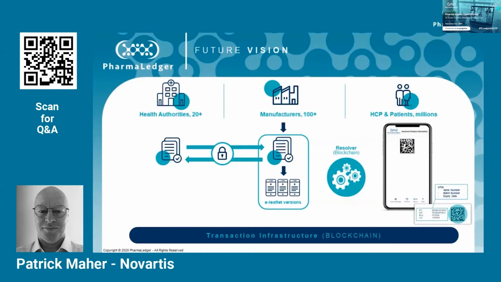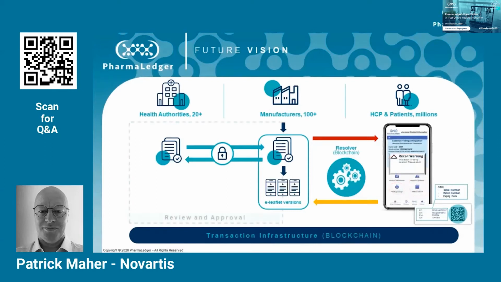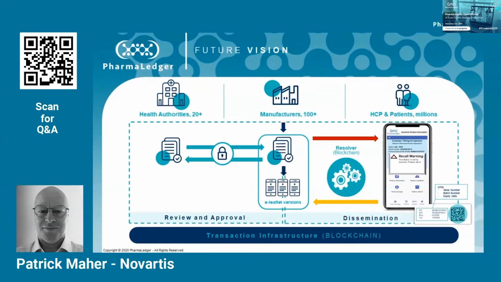Now, imagine the scenario where this batch was subject to a recall. So the patient scans the data matrix code, it resolves back, and we get returned a message to say that this batch is subject to a recall, or it could be that it might warn from an anti-counterfeit perspective that this serial number is unknown to the manufacturer, etc. Okay. So we're addressing the review and approval portion of this, and also the dissemination component of this.